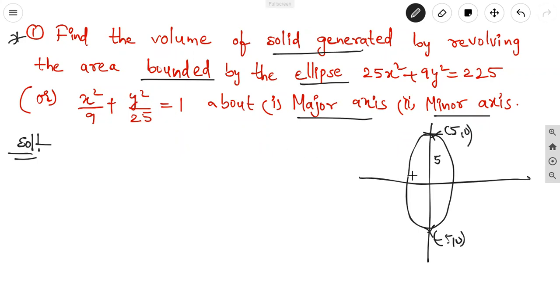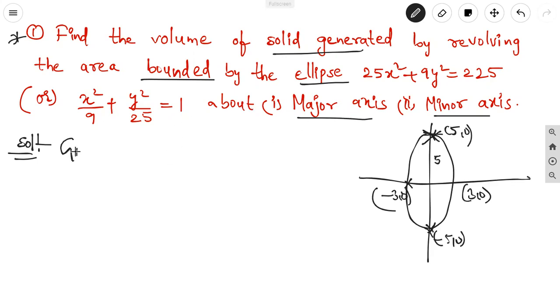If y equals 0, then the x values are minus 3 comma 0 and 3 comma 0, so x values are plus or minus 3. Why? Because the x² coefficient has the minimum value and the y² coefficient has the maximum value. So from the numbers only we can say which is the major axis and which is the minor axis.